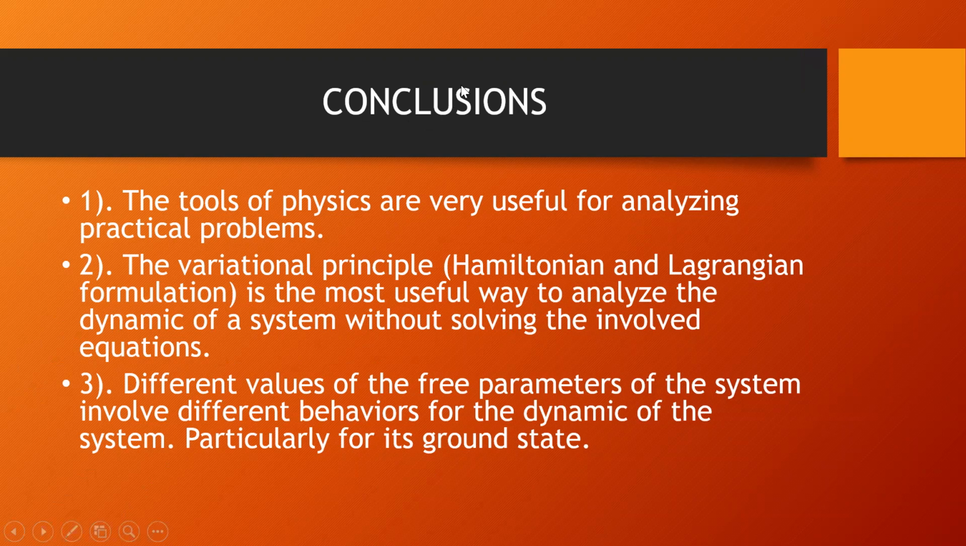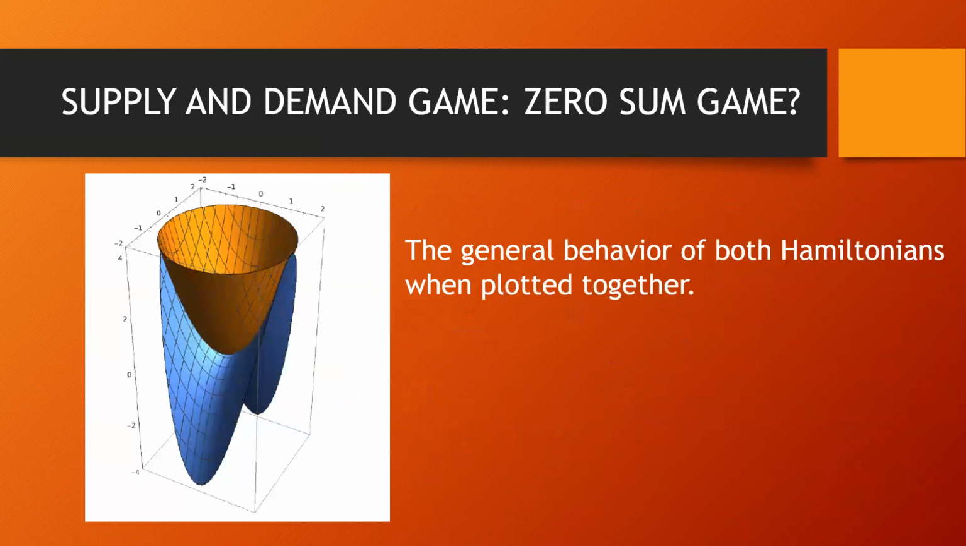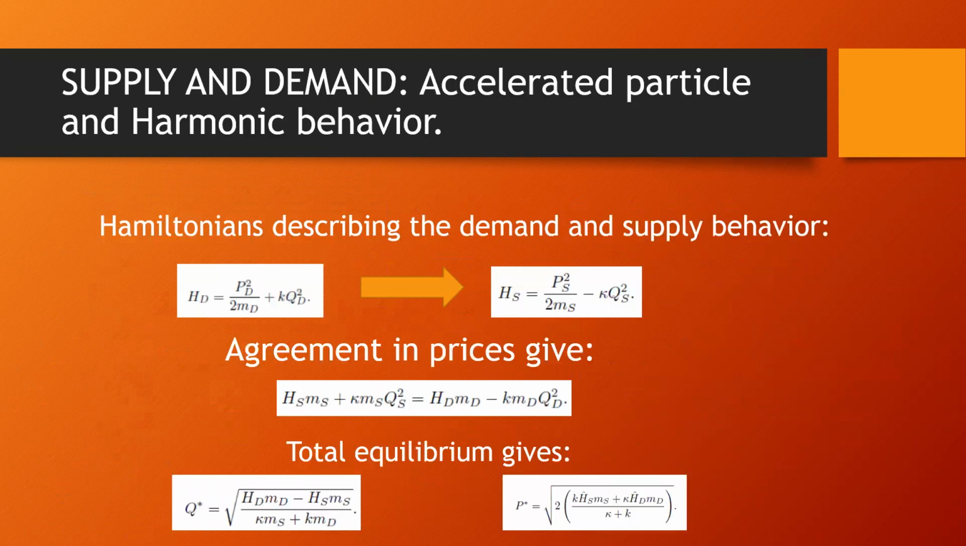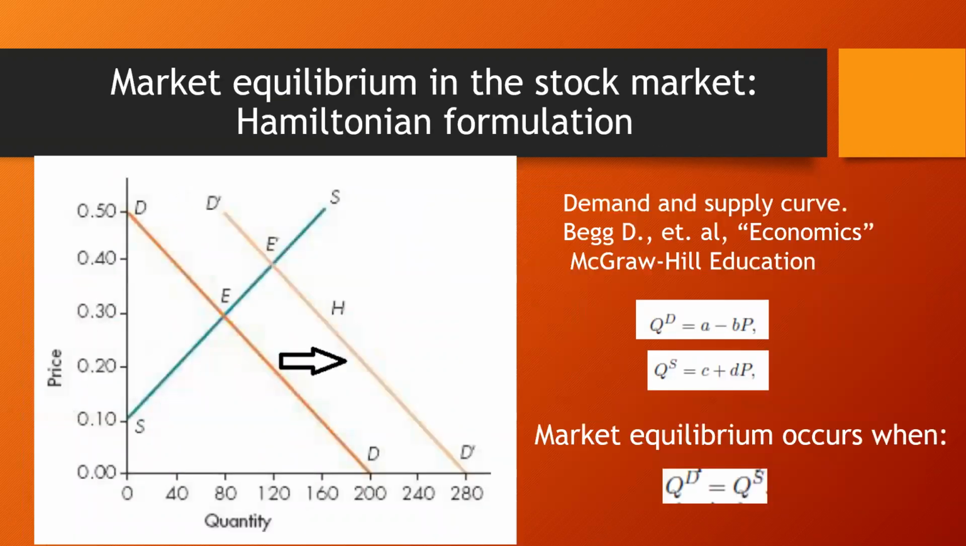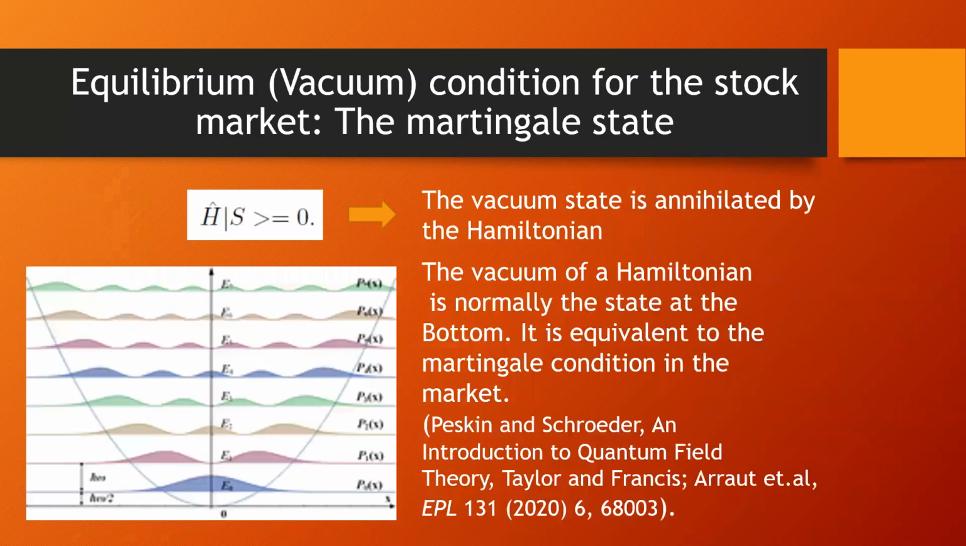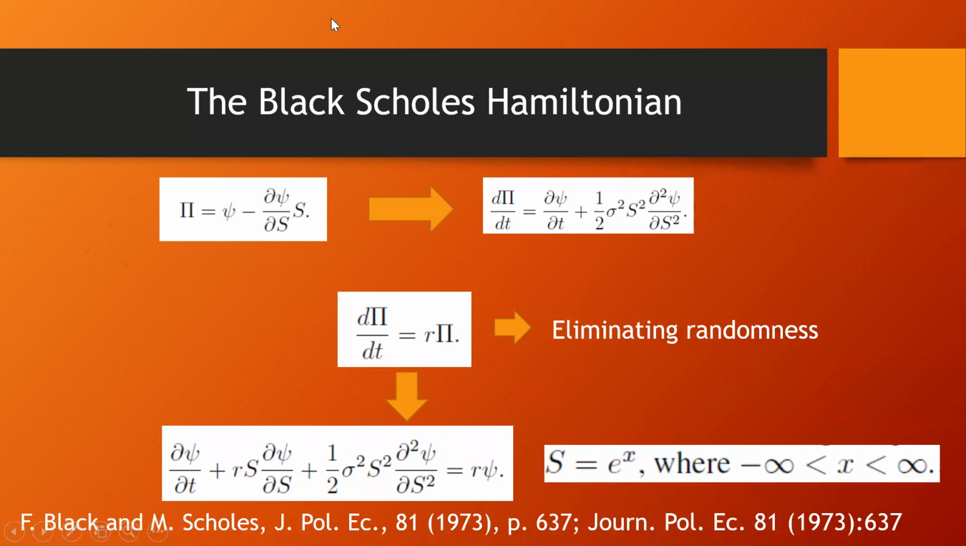Yeah, I have a quick question. Can the Hamiltonian be used to predict changes in the market, or is it just used to describe what is happening in the market currently? If I understand your question, you are asking if the Hamiltonian can predict changes in the market, or what is happening in the market right now. Yes, can it be used to predict changes?